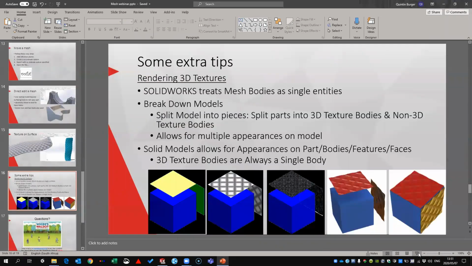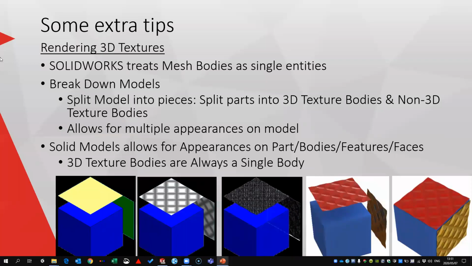So then last tip before we end up is with the same understanding now of the mesh bodies. When doing rendering in SolidWorks, you can actually apply different textures to different bodies. And SolidWorks treats these mesh bodies as single entities. So you can actually break down your model and split it into different pieces, and split the non-3D and 3D bodies together. And you can have multiple appearances on the same model by using this technique of breaking them down. So this is something that we've played with, and it works really nicely as well.